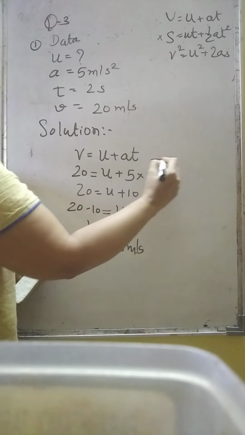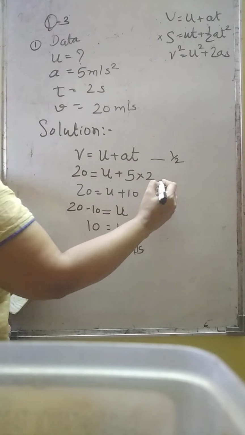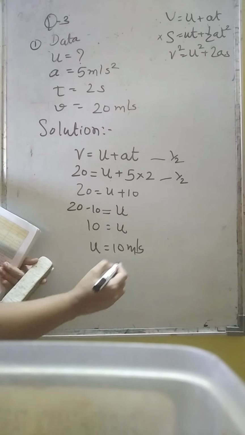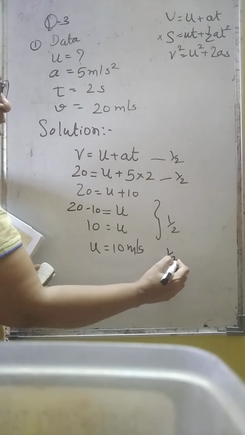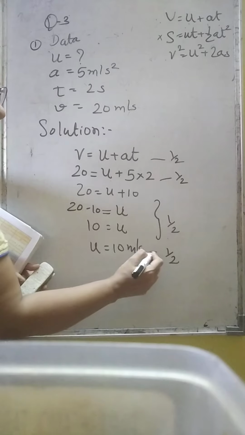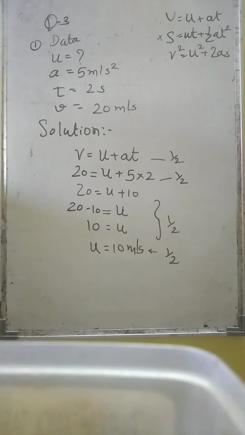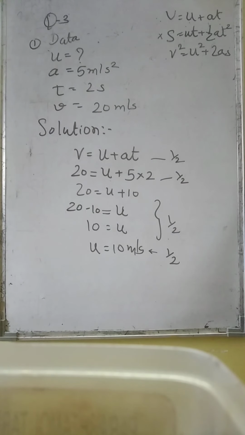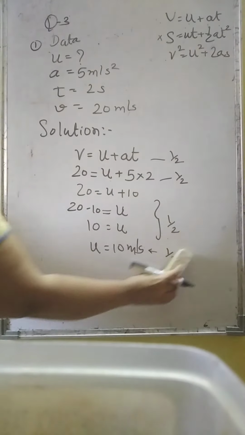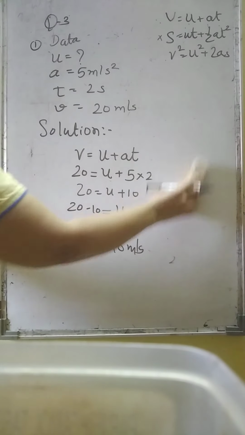Children, in the exam, half mark is given for the formula, half mark for the substitution, half mark for the calculation, and half mark for the correct answer with units. So this is how the 2 marks distribution is done in the exam. Okay? So this was regarding the distribution of the marks.